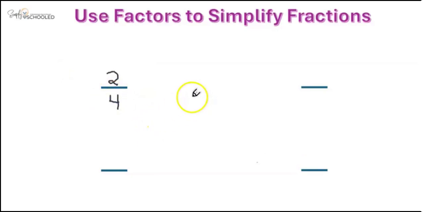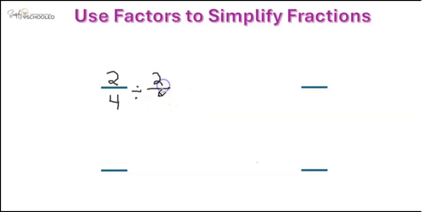And if you remember, to make an equivalent fraction, we had to multiply the top and bottom number by the same number. But to reduce or simplify a fraction, we want to divide the top and bottom number by the same number. This is where factors come into play because we need to use a number that is both a factor of 2 and a factor of 4. We automatically know that 1 is a factor of both, but that's going to give us the same answer. So we're going to use 2 because 2 is a factor of 2 and 2 is a factor of 4.